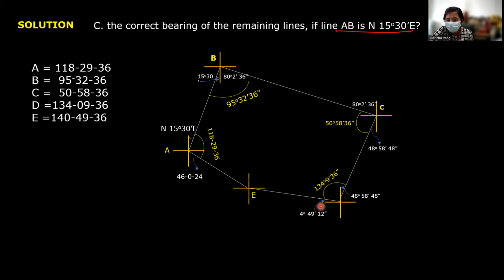How did we get this 4 degrees, 49 minutes, and 12 seconds? We just subtract our 48 degrees by this one, that is 85 degrees. What is the answer? 85 degrees. I'm going to solve that.